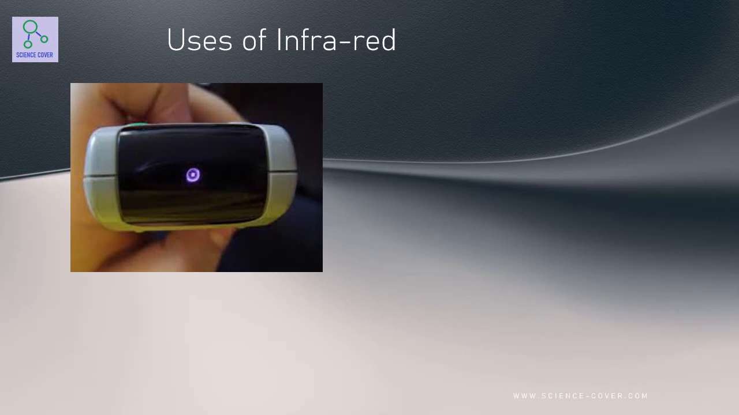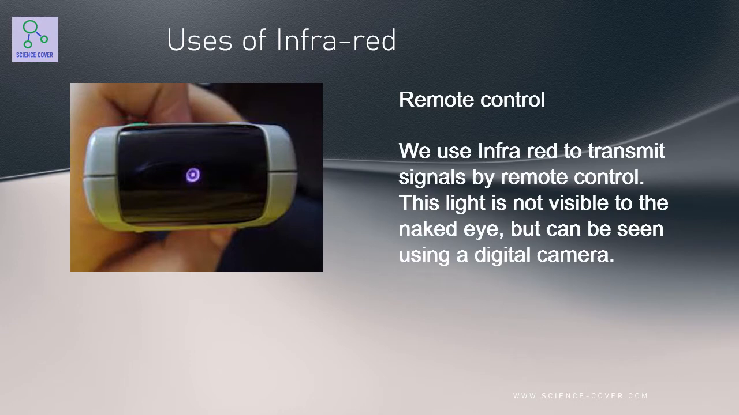Let's look at the uses of infrared light. Remote controls use infrared light to transmit signals. This light is not visible to the naked eye, but we can see it if we use a digital camera.